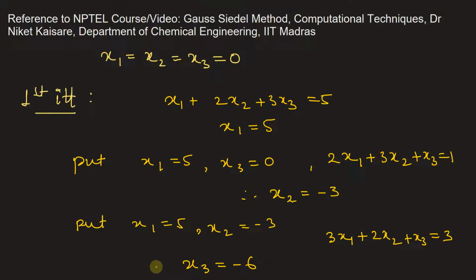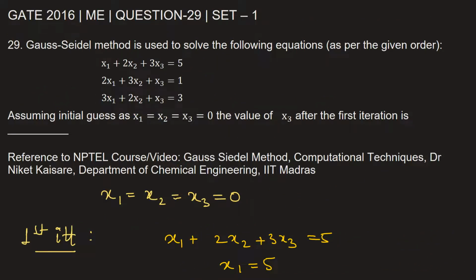this problem. Okay, and as I have already mentioned, do not arrange this in increasing or decreasing order, or do not arrange it diagonally. Okay, so the value of x3 after first iteration is minus 6.